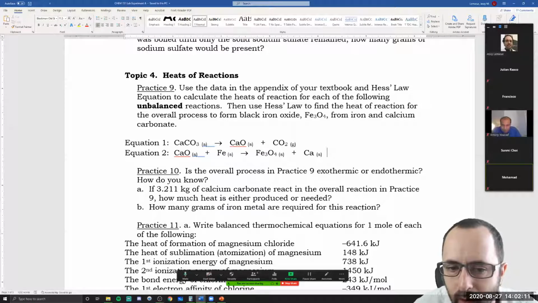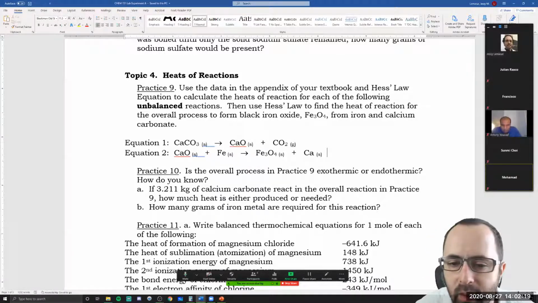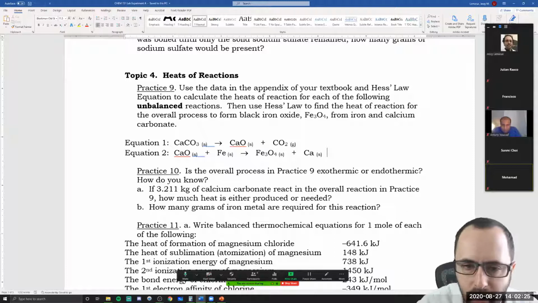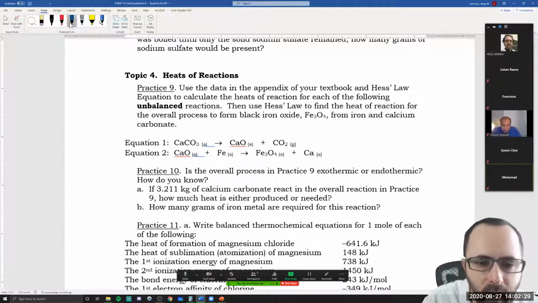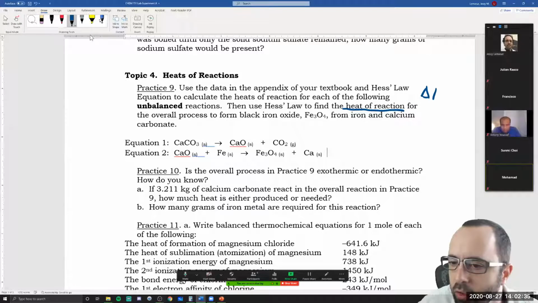And so you're asked to use Hess's law, which is basically a way of adding up reactions in order to get an overall reaction and the enthalpy change for that reaction for a particular reaction that's described here. So what's described is that we're going to use Hess's law to find the heat of reaction, also known as the delta H of reaction, for the reaction where this is formed.